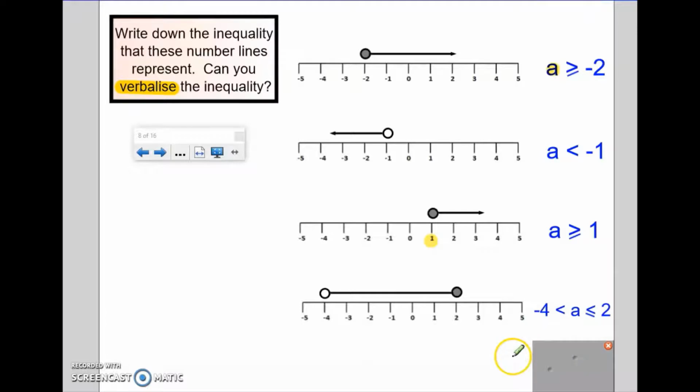So it would look something like this. So if I went ahead to read this, it would be that A is greater than -4. A is also less than or equal to 2, which is exactly what is depicted in this number line.